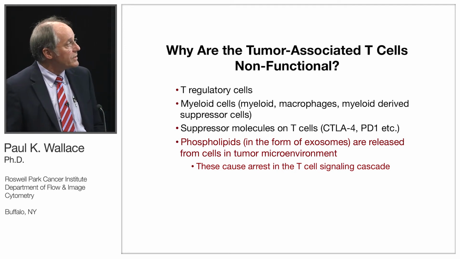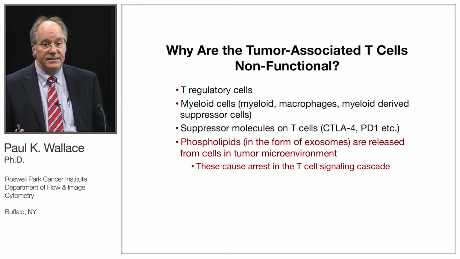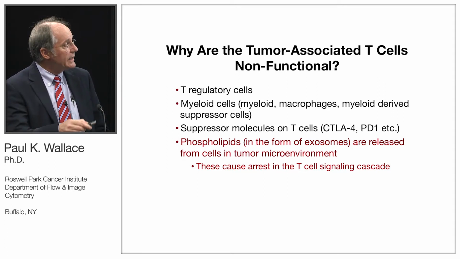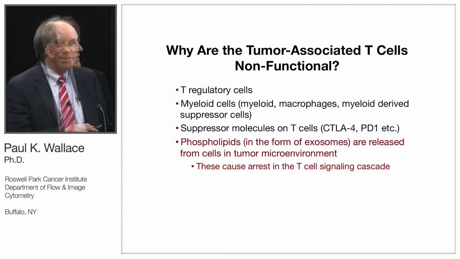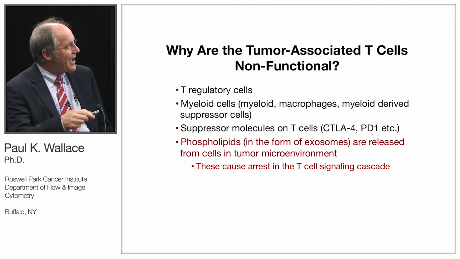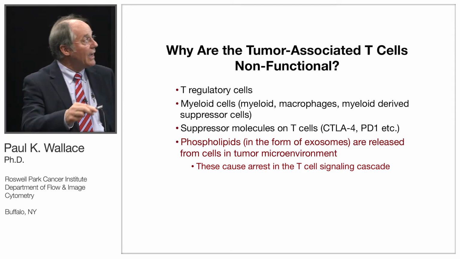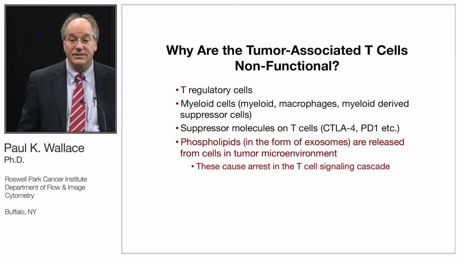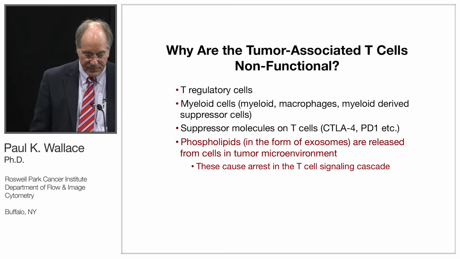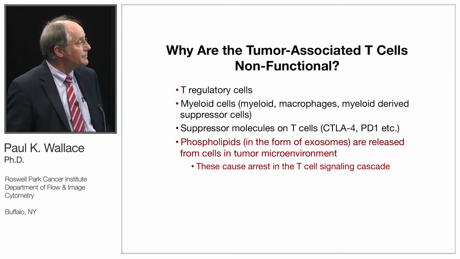But what we're focusing on here is that phospholipids in the form of exosomes are released from the cells in the tumor microenvironment, and we're hypothesizing that these are in part responsible for the T cell arrest. While I think these are all probably involved, this is another potential mechanism. I think by the end of the talk, you'll believe that this is true as well.